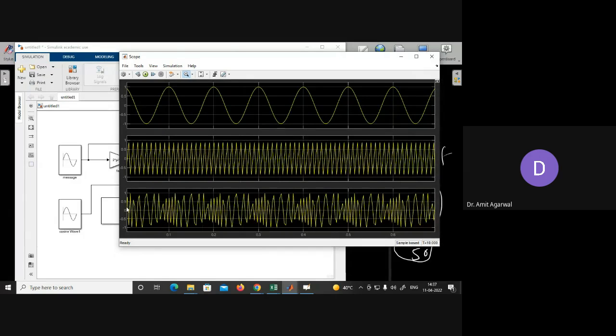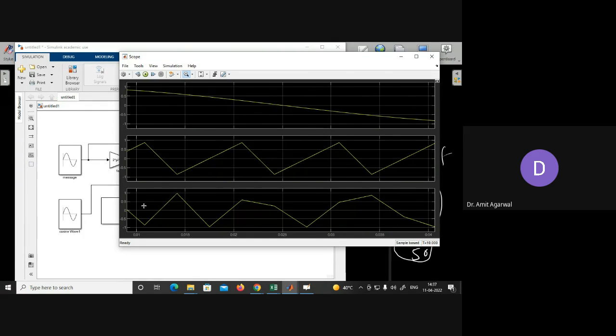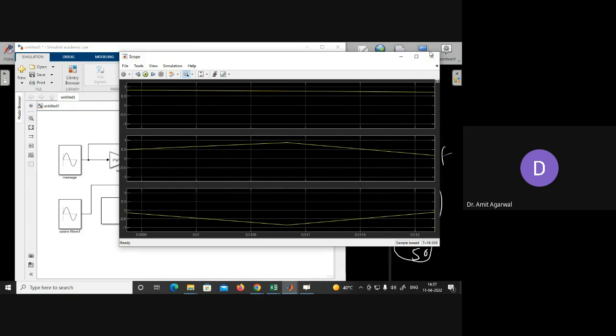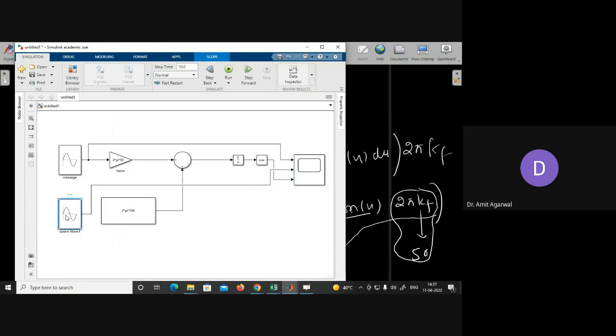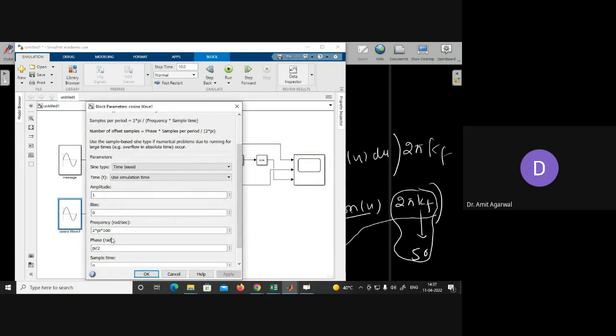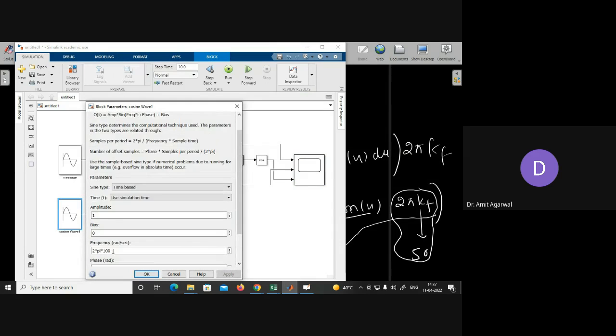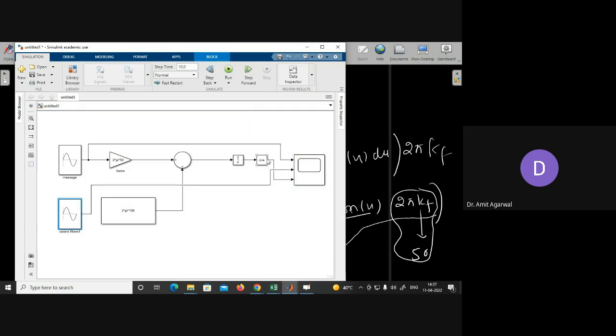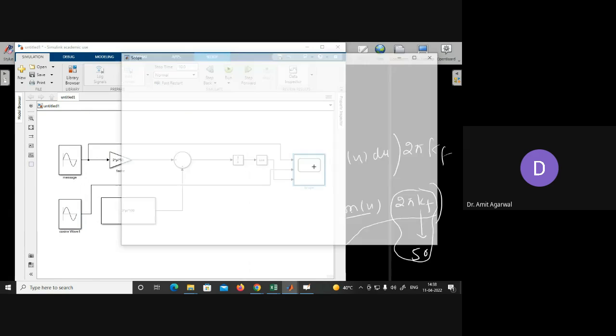So let's run it. There is a slight problem here. This is your message signal. No, the carrier which I am generating is not proper. One second. Cosine is 2 pi 100, pi by 2, the total is 1. Second.